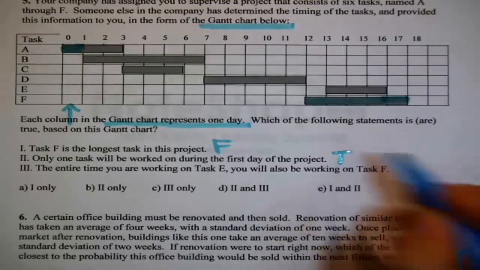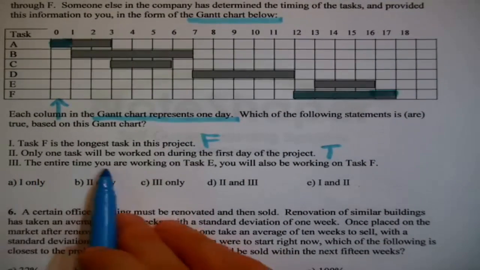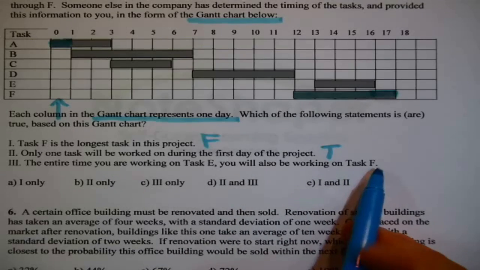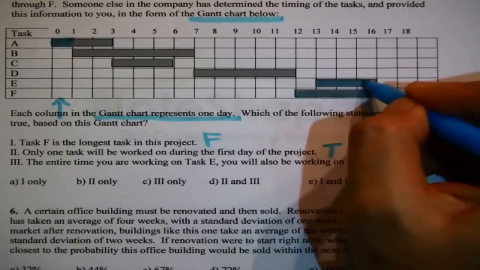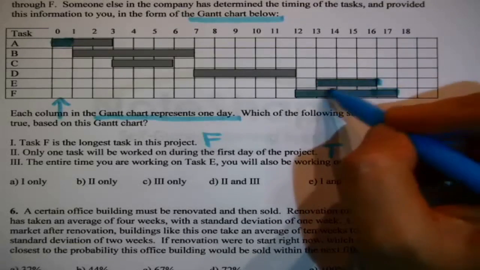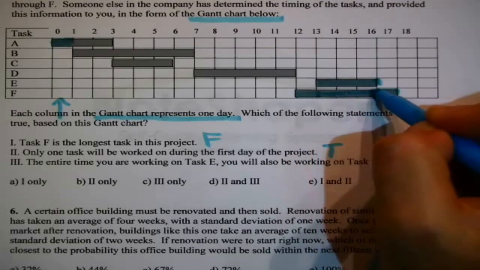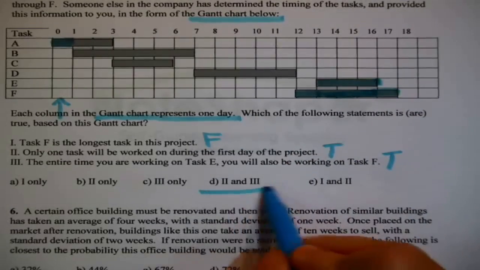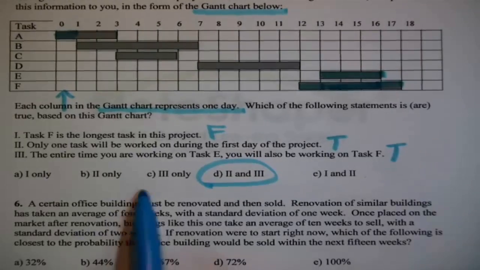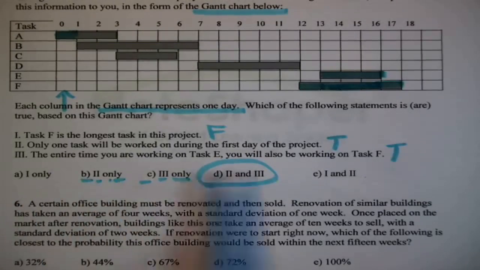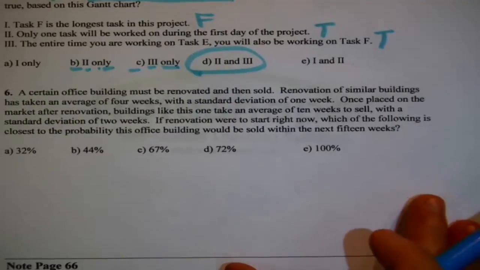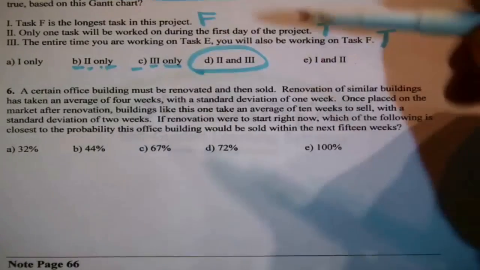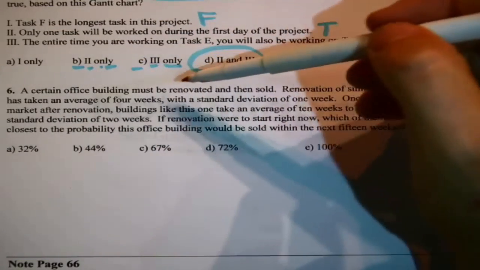Only one task will be worked on during the first day of the project. Okay, each column is a day, and this is a timeline on a Gantt chart. That's the first day. I see that only A is going to be worked on. The entire time you're working on task E, you will also be working on task F. Task E is here. These 3 days apparently we're working on it, and yes, that's true. Over those same 3 days we'd also be working on F, so that is true. So we have 2 and 3 is what tests true. That's partial credit.